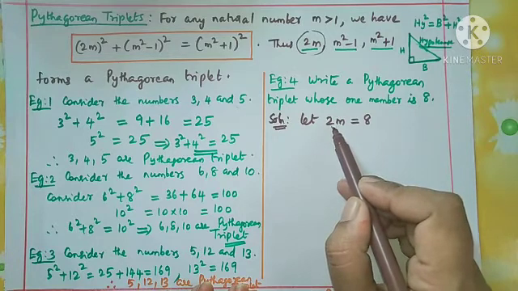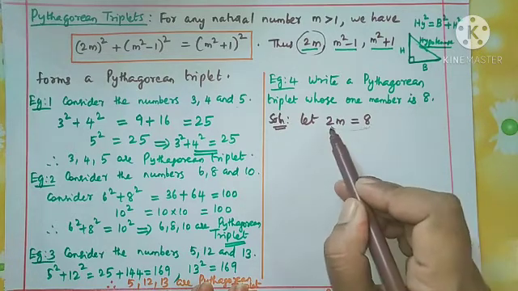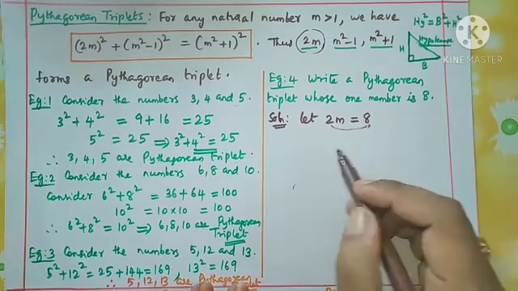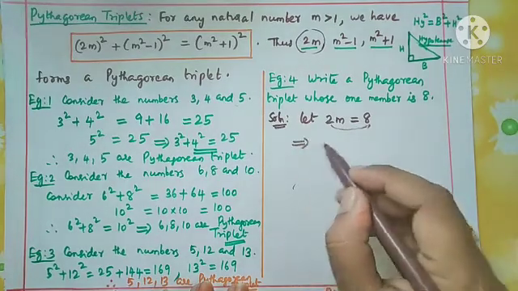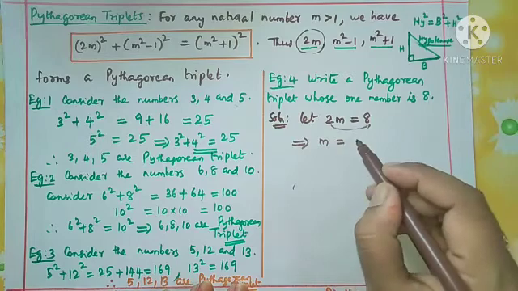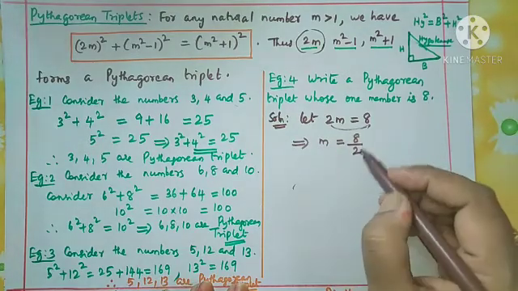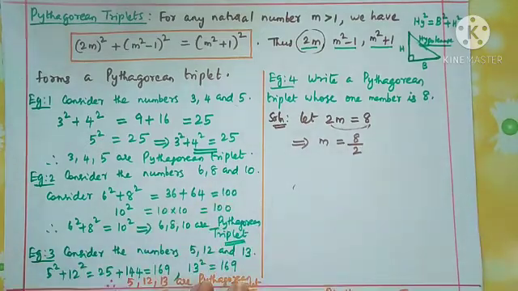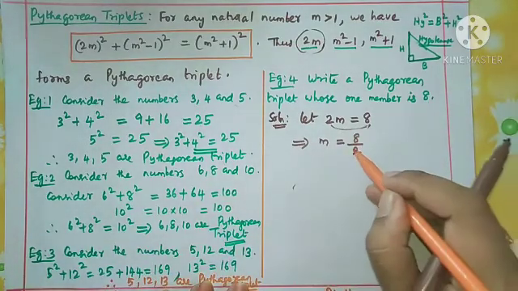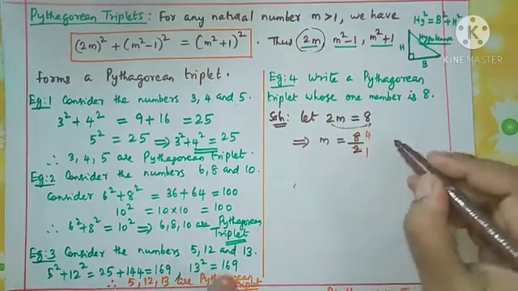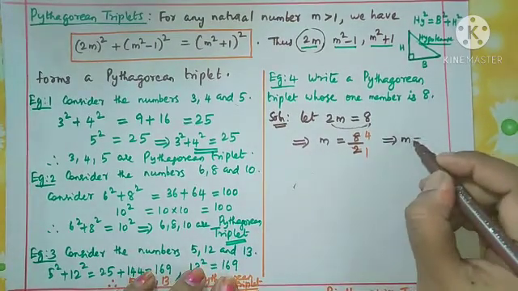So when this 2 is transposed, it becomes division. That all you studied in previous lessons. So this implies the value of m is equal to 8 divided by 2. And you know what is 8 divided by 2? 2 table, when you reduce, 1 2 is 2, 4 2s are 8. So this implies the value of m is equal to 4.